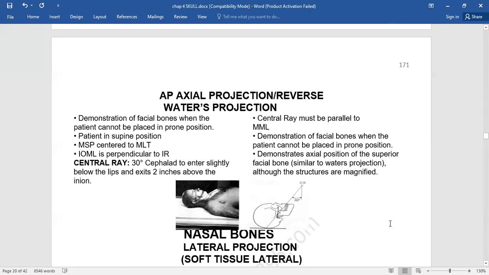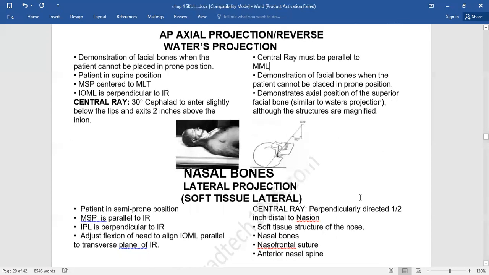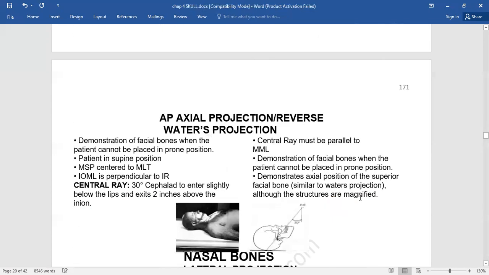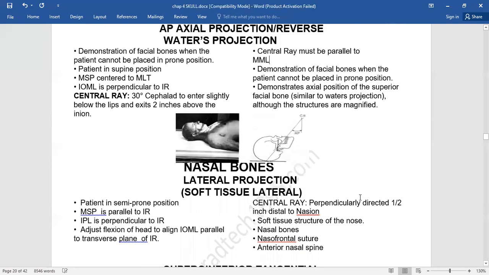Kasi nakaharap yung patient which is supposedly dapat naka-prone siya. So since hindi kaya, so kukunin natin siya sa supine position. So kaya lang there is a magnification of the structures. So that is for facial bones.